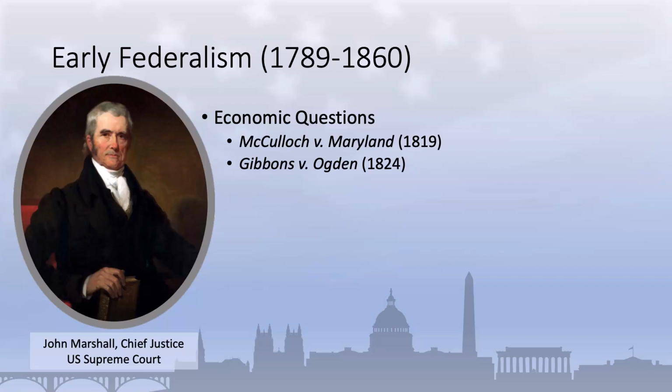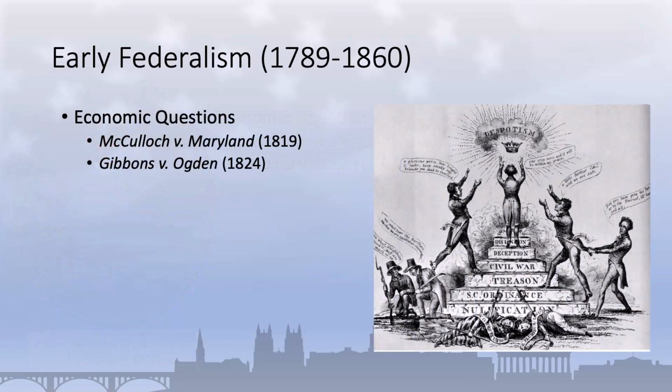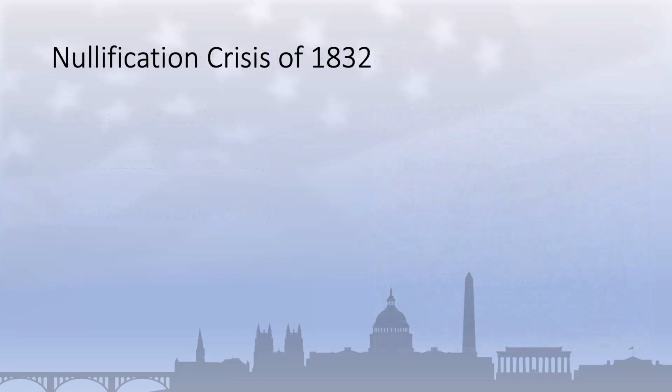But even as the courts were gradually expanding the power of the federal government, the states were pushing back, asserting their own powers as well. This pushback against federal expansion was seen most clearly in the Nullification crisis of 1832. The Nullification crisis was sparked by the Tariff Act of 1828, which imposed high taxes on imported goods in order to shield American industries from competition from foreign goods.